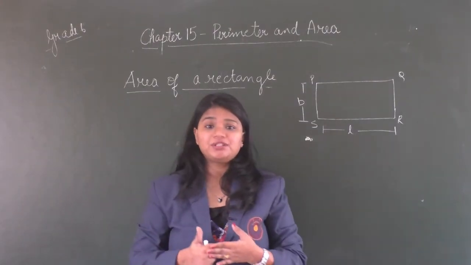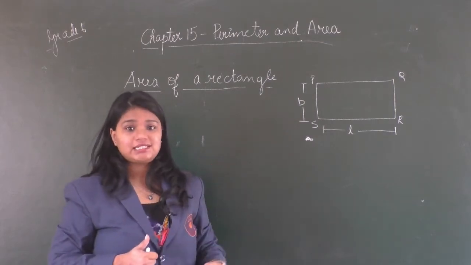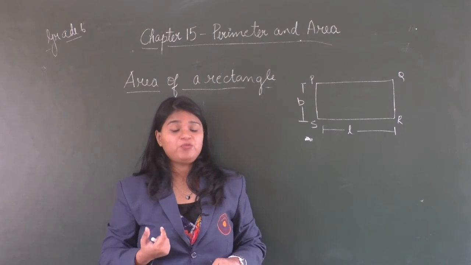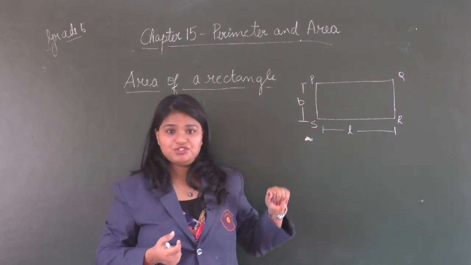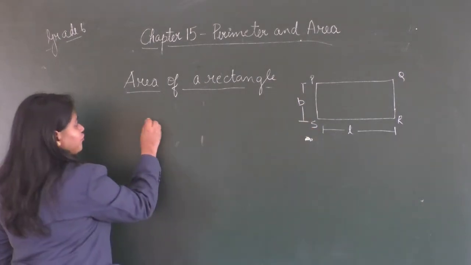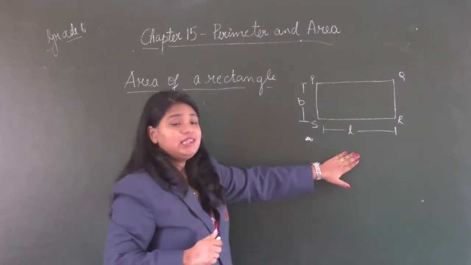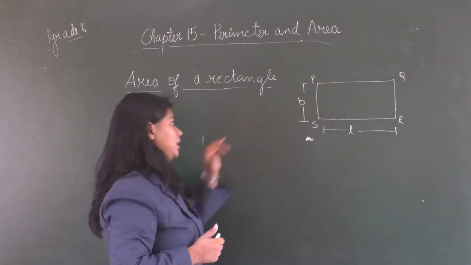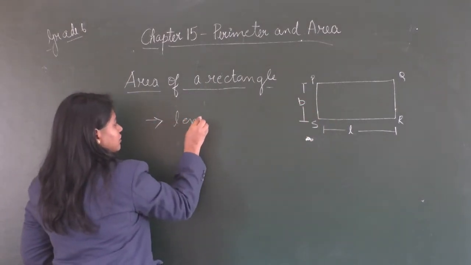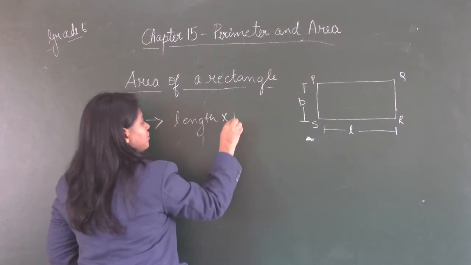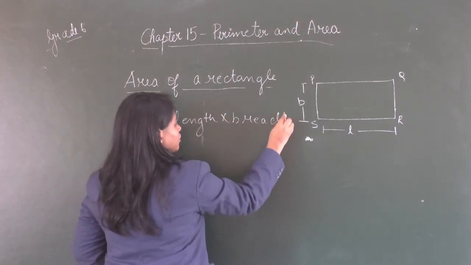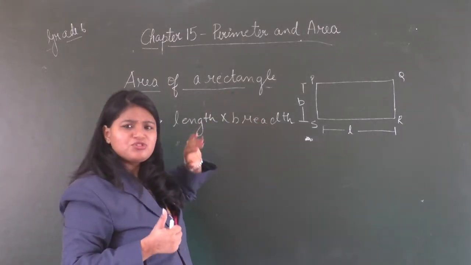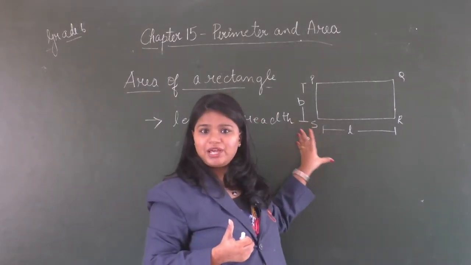Let's learn how to calculate the area of a rectangle. When we are calculating the area of a rectangle or any shape, we multiply its dimensions. So the formula for the area of a rectangle is length into breadth. I will multiply its dimensions, that is length and breadth. So here I will write length into breadth. So this is the formula to calculate the area of a rectangle.